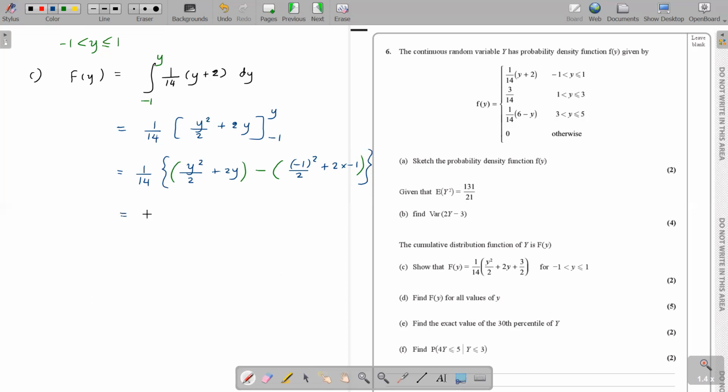So what do we get here? 1/14 times y square over 2 plus 2y. Can I know the value here? -1 square over 2 plus 2 into -1, and the whole thing is multiplied by a minus. How much is it? Inside the bracket, it's -3/2.